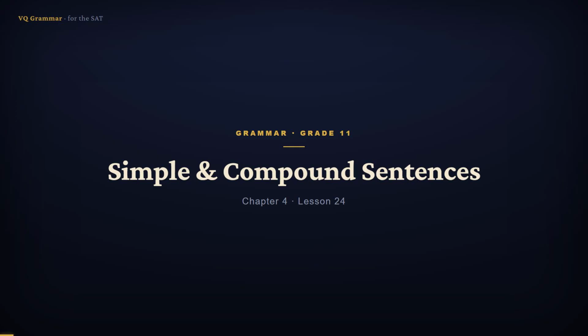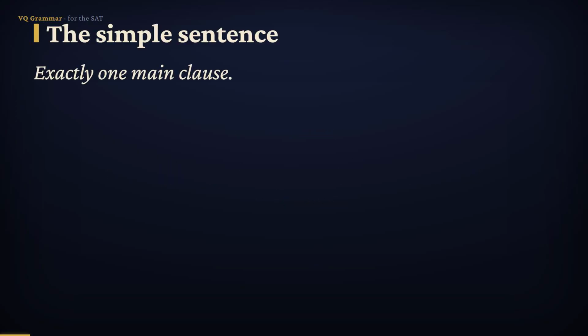We've learned about clauses. Now we use them to classify sentences, starting with the two simplest types, simple and compound. Let's start building full sentences. A simple sentence has exactly one main clause, one complete subject, and one complete predicate. Now here's a subtlety. The subject or the predicate can be compound, and it's still simple.